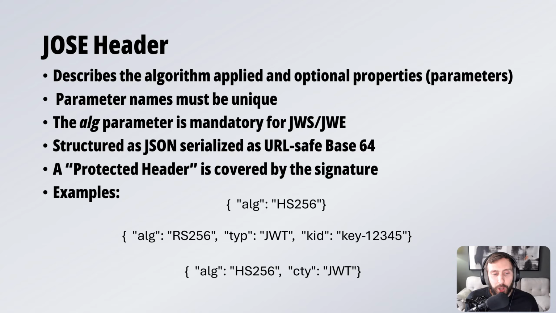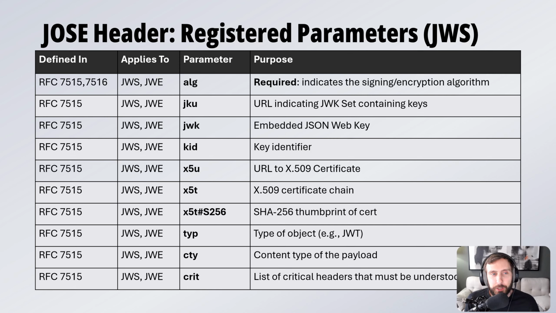So below at the bottom of this slide are just some examples of what that header can look like. In the simplest case, you specify an algorithm, HS256. In the case below, you specify an algorithm, you also indicate a type, it's a JWT, and then we have kid, which specifies an identifier for a specific key material. We're going to talk about some of these standard parameter values, and actually we're going to talk about them now.